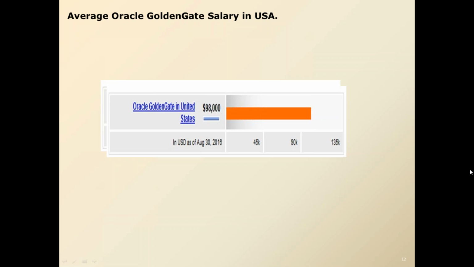This is the average Oracle GoldenGate salary in USA. This figure is taken from Indeed.com. As of August 30, 2016, the average Oracle GoldenGate salary was 98,000 in the United States. Currently it's one of the hottest technologies in the market. If you ask North America, Europe, or India, everywhere, this is one of the hottest technologies.